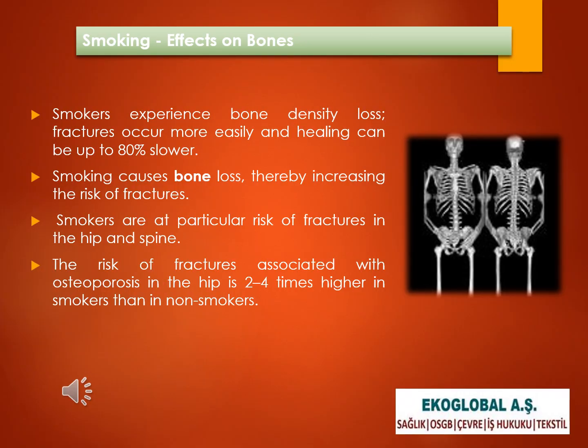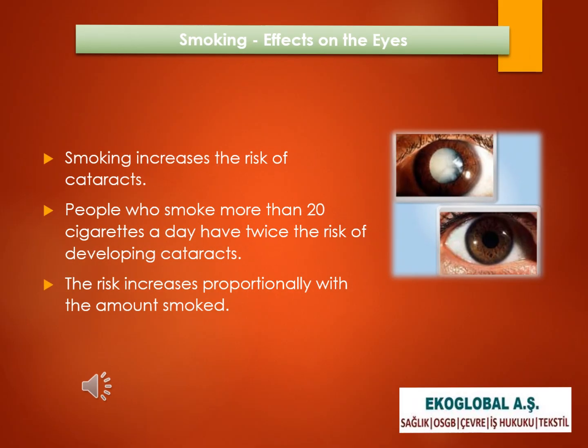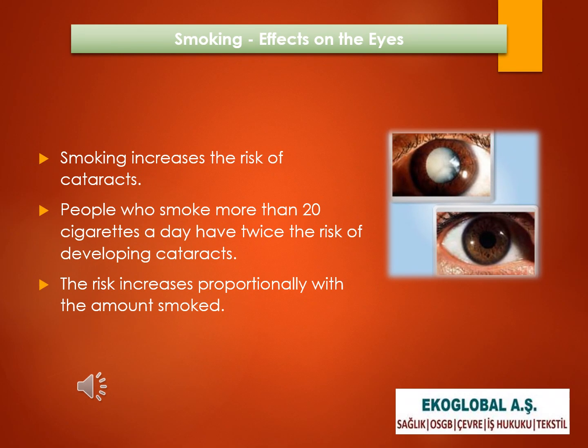Smokers lose bone density. Fractures occur more easily and heal more slowly. Hip and spine fracture risks are notably higher. Smoking increases the risk of cataracts. People who smoke more than 20 cigarettes a day have twice the risk of developing cataracts. The risk increases proportionally with the amount smoked.